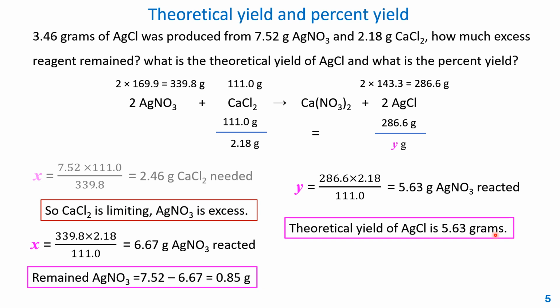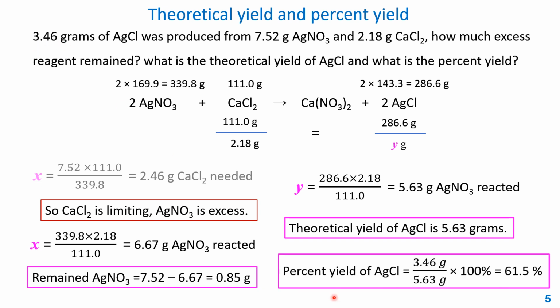And then what's the percent yield? The actual yield is the given 3.46 grams, so actual yield 3.46 grams over theoretical yield 5.63. The percentage is 61.5%. Okay, that's all I want to talk about with limiting and excess reagent, theoretical yield, and percent yield.